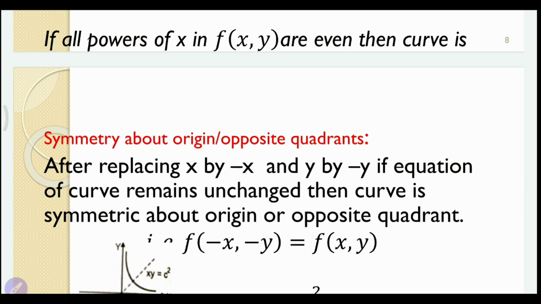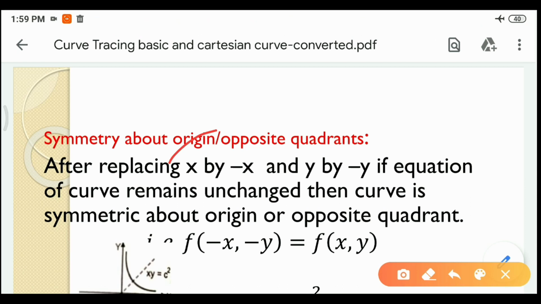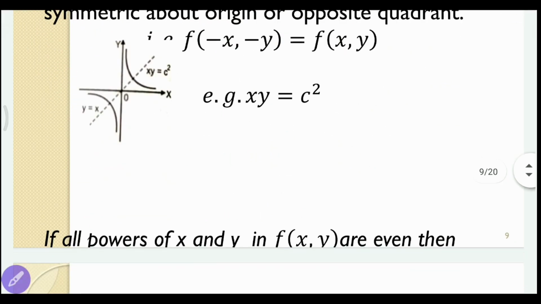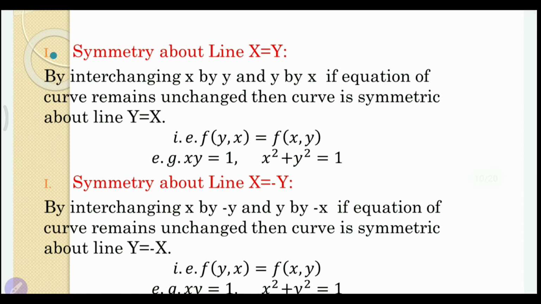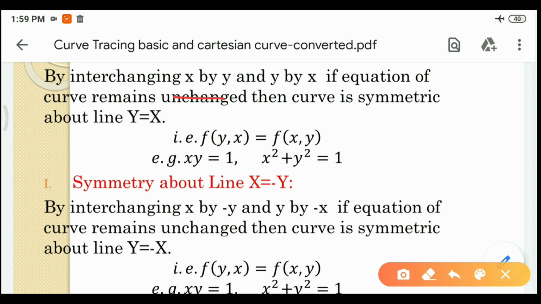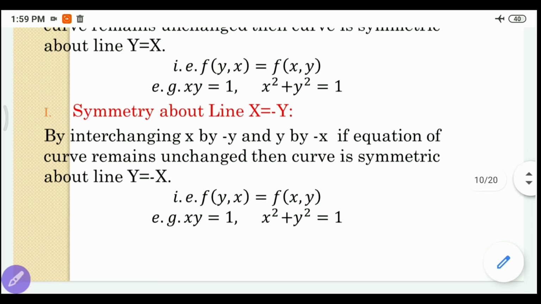Now the next thing is symmetry about origin or in opposite quadrant. For symmetry about origin, this is the thing that you have to remember: if you replace x by minus x and y by minus y, and if the equation remains unchanged, then the curve is symmetric about origin, or we can say it is symmetric in the opposite quadrant. Then the symmetry about the line x equal to y. Since we are checking for x equal to y, replace x by y and y by x, and if the equation remains unchanged, then the curve will be symmetric about the line x equal to y.